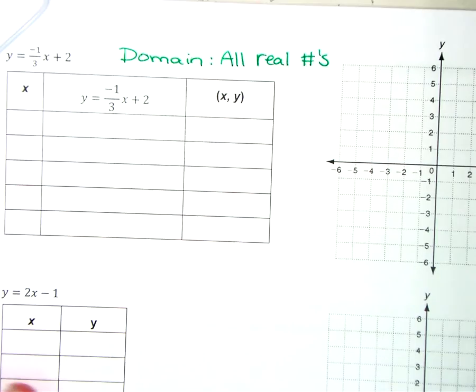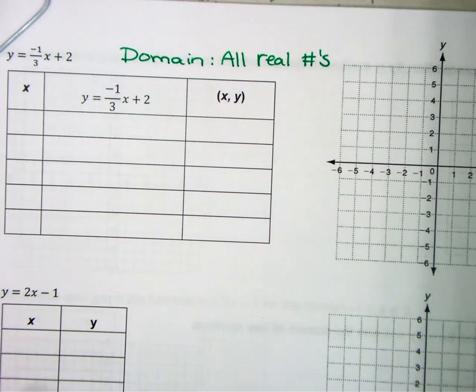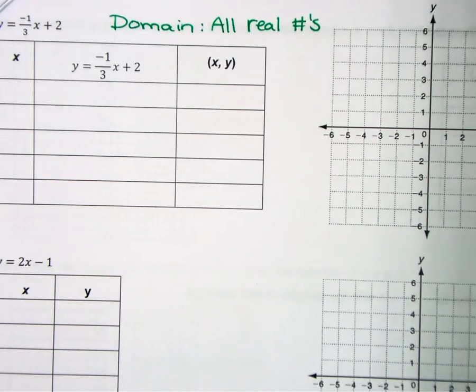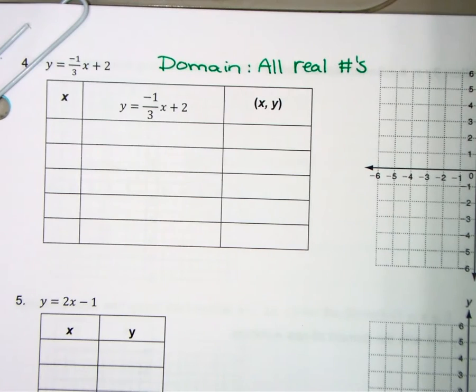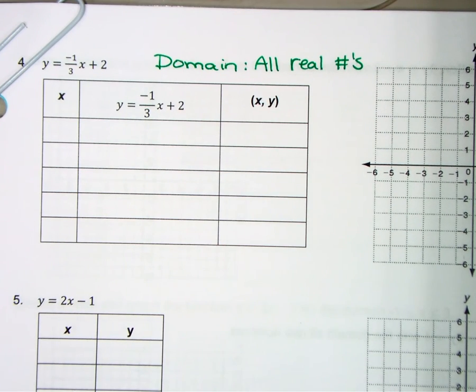We're on number 4 on page 13. So 12 and 13, that's your job right now. But I'm just writing that we're doing all real numbers. So you get to pick any number you want for this. Okay? You could pick 1, 2, 3, 4, 5.